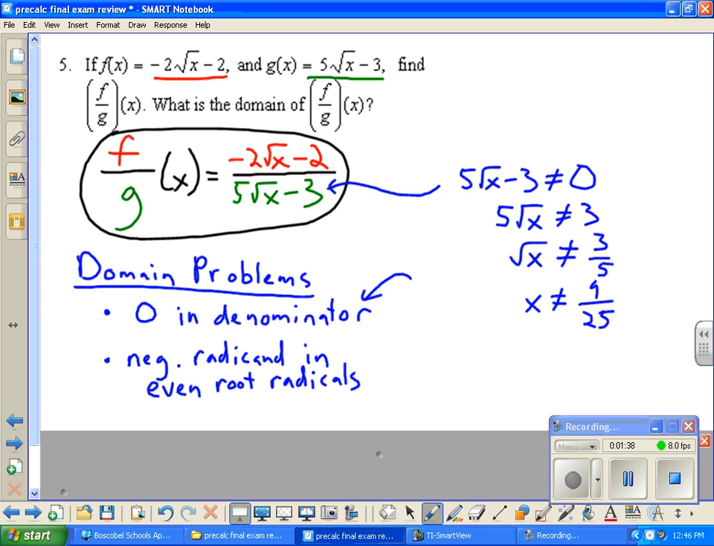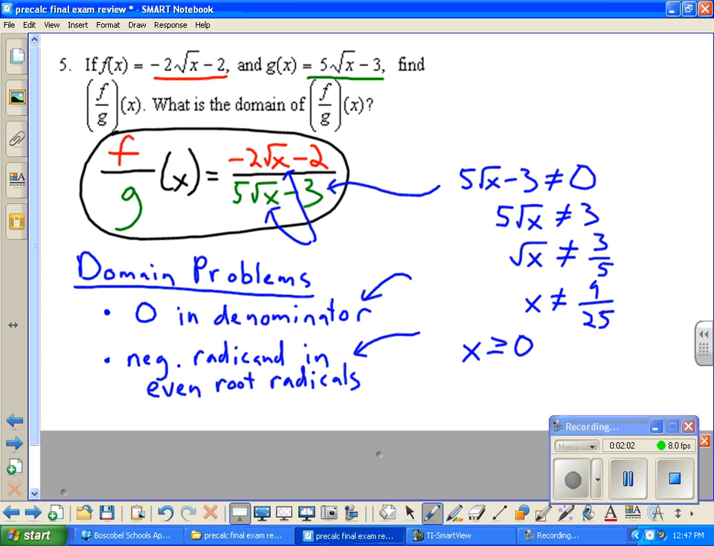For our next part, we also have to look at negative radicands and even root radicals. Well, I do have even root radicals in two places. I have one here, and I have one here. And since my radicand is x, my radicand cannot be negative. So that means it must be greater than or equal to 0.